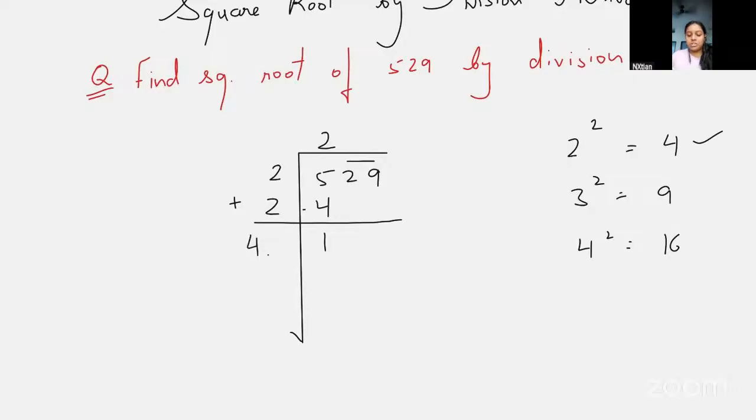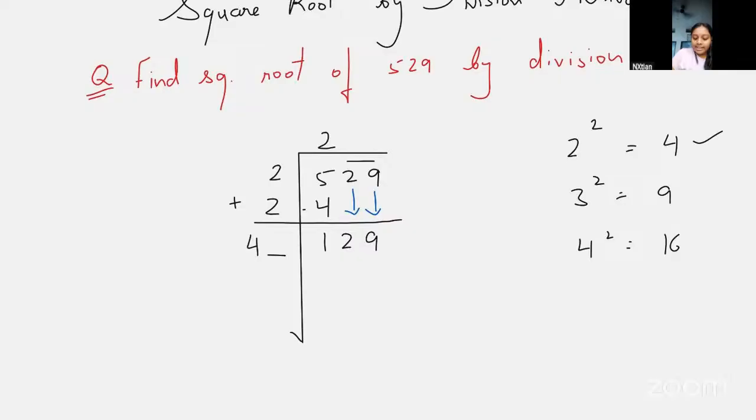And then put a dash. Why the dash? I will tell you. Now copy down 2 and 9, so 29. Now here starts the game. So 4 is where the next number will start.